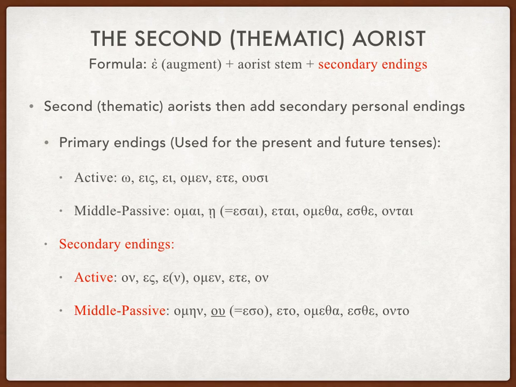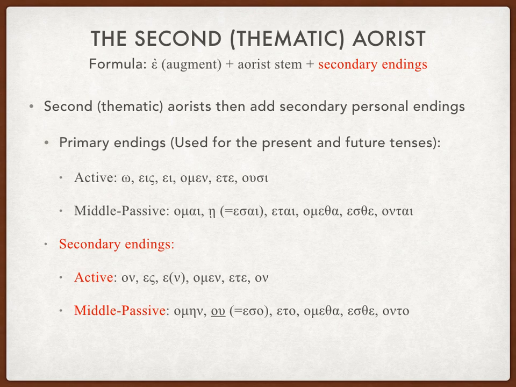So fortunately, once you know these endings, they're going to come back again. So it's not just a one-time thing, but these are very important to memorize in this chapter. So I'm going to go through these one at a time. The active secondary endings in order are on, es, sometimes with n, a nu drops out there, omen, ete, on.